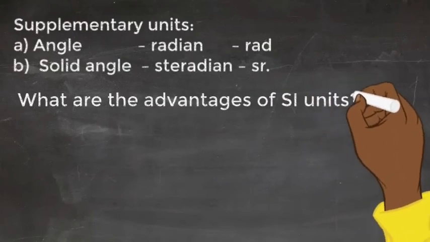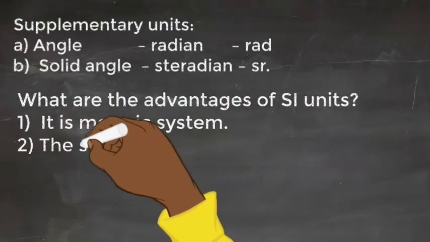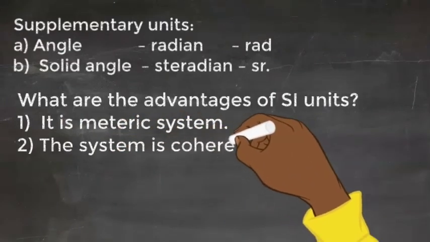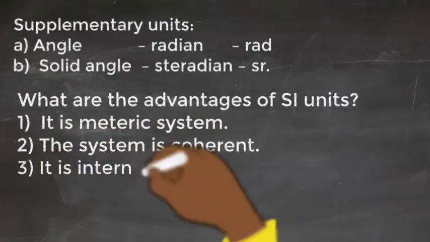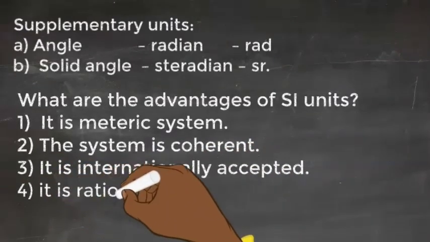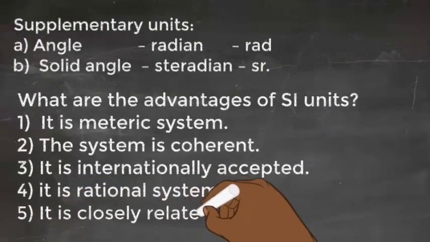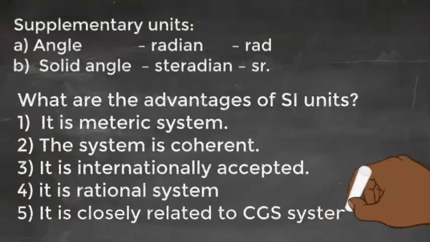What are the advantages of SI units? Number 1, it is metric system. Number 2, the system is coherent. Number 3, it is internationally accepted. Number 4, it is rational system. Number 5, it is closely related to CGS system.